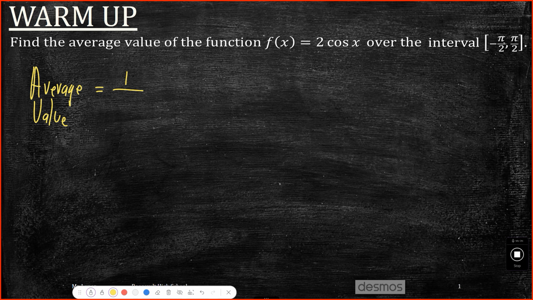Pi by 2, that's b, no? Pi by 2 minus a, negative pi by 2. A and B, you see, let me see, A and B. Then we have the integral from A to B, negative pi by 2 to pi by 2 of this 2 cosine x dx.